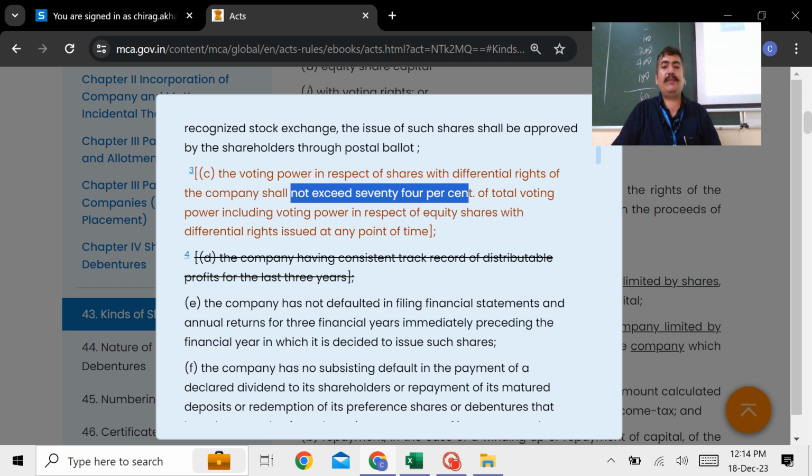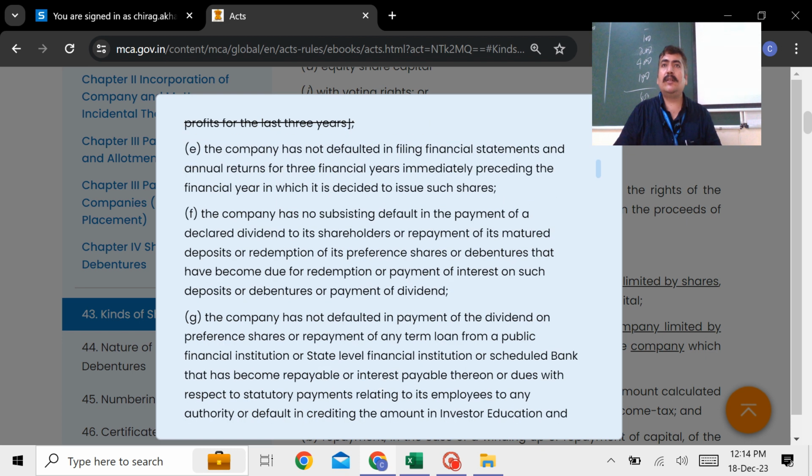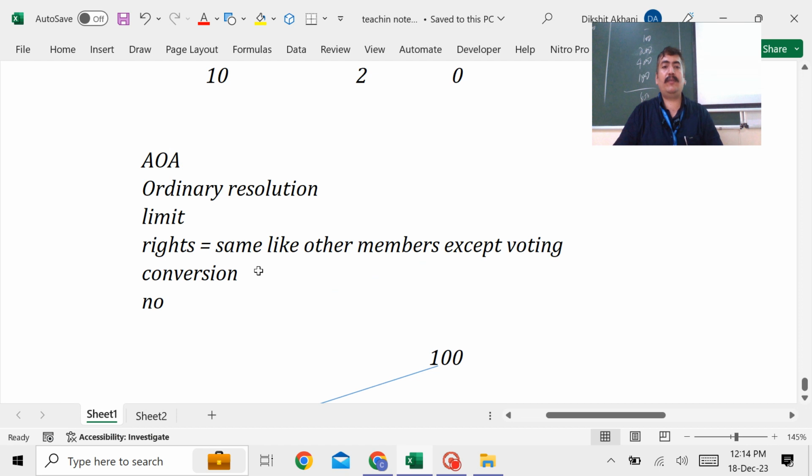Now the company which has defaulted in filing financial statements and annual returns for three financial years back to back cannot go for the differential voting. So these are certain prohibitions. If you have failed in the payment of the declared dividend, redemption of the preference shares, or the matured deposits, or the debenture, you cannot go for differential voting rights. Am I clear? So actually, what happened is, you see, AOA, ordinary resolution, maximum limit. Okay. After then, rights, conversion, and prohibition.